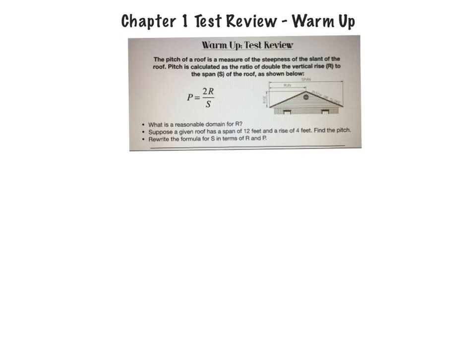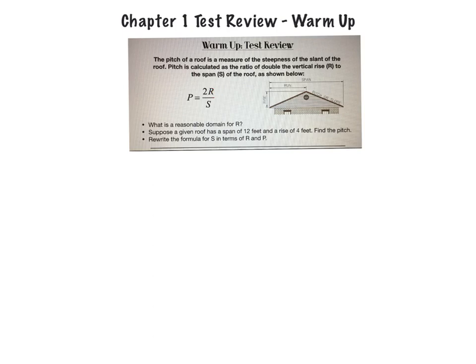So this first question is talking about this formula, P equals 2R over S, which is used to calculate the pitch of a roof. The question says, what is a reasonable domain for R? I want to make sure that we're wrapping our heads around what that question's asking. Sometimes when I ask what domain means, people say, oh, it means X. It means more than that. It's not just a letter. It's what numbers make sense in place of that variable. In this case, it's the variable R. So the question I'm asking is, what numbers make sense here in the equation?